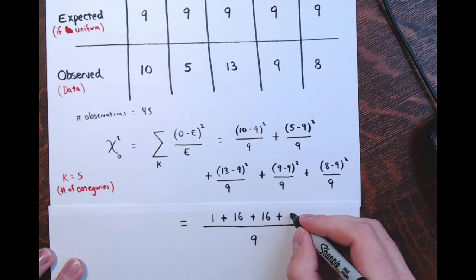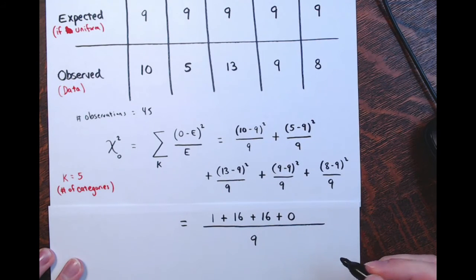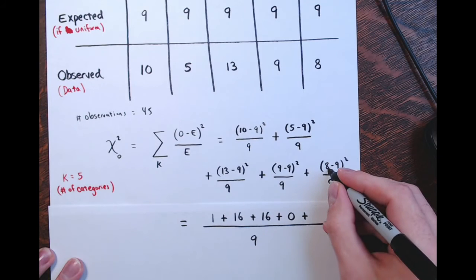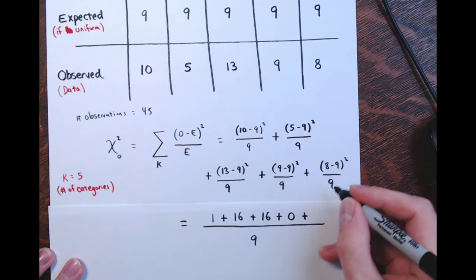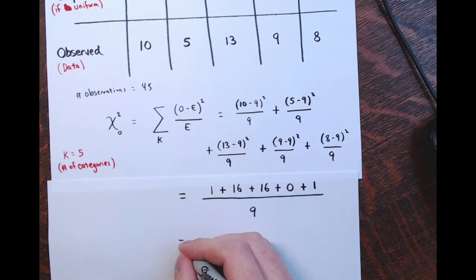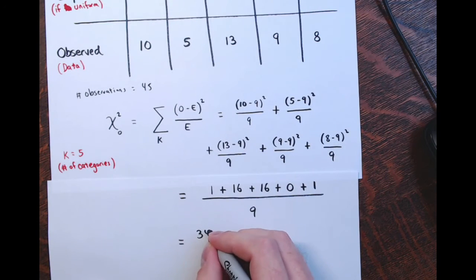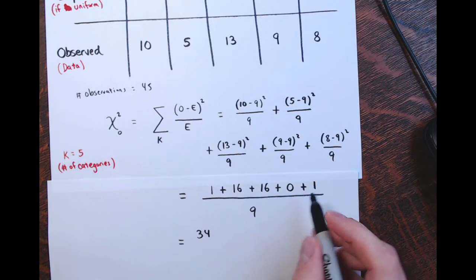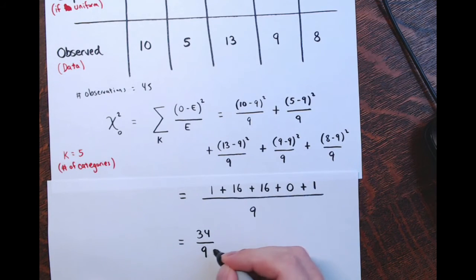9 minus 9 is 0, squared is 0. And then negative 1 squared is 1. So we're getting 34 in the numerator, right? 17 plus 17, divided by 9. And you can punch this in a calculator.